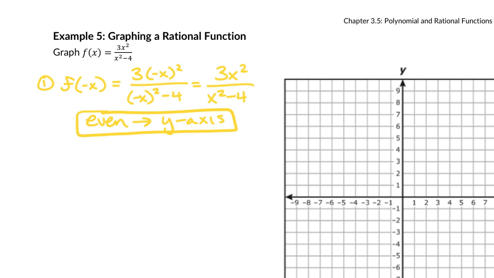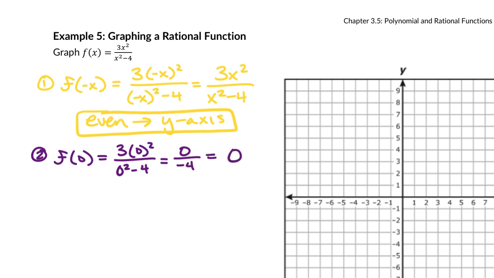Okay, great. What was up next? The y-intercept. How do you find the y-intercept? Plug in 0. So I have 3 times 0 squared over 0 squared minus 4, which is 0 over negative 4, which is 0. We have a y-intercept.